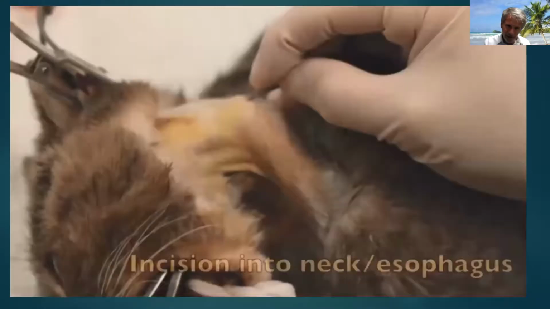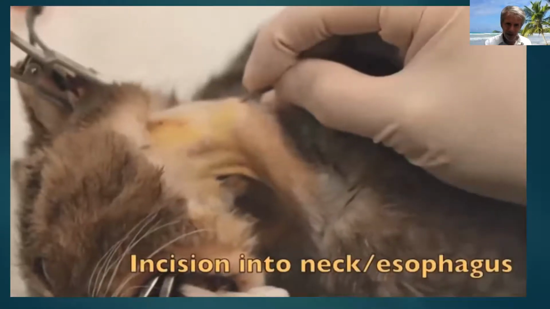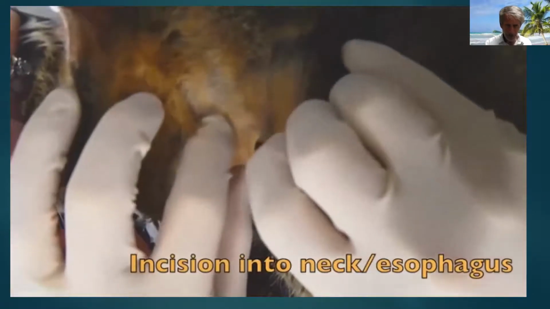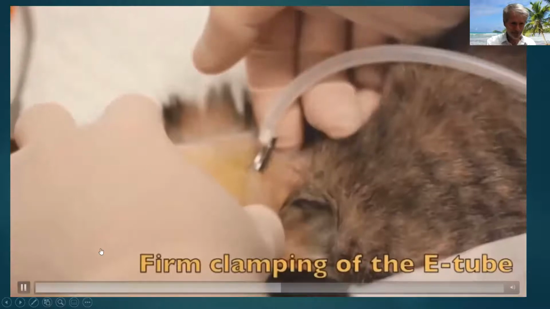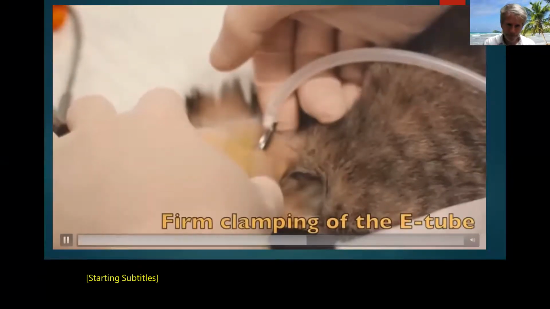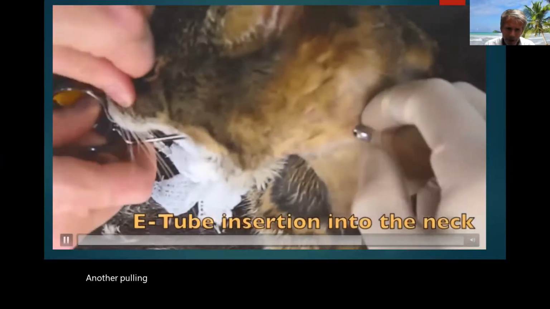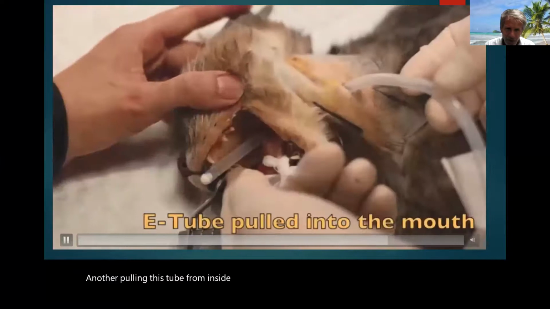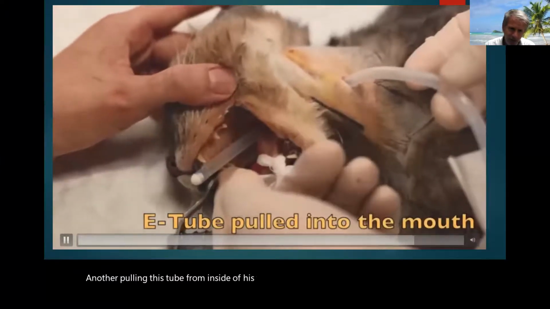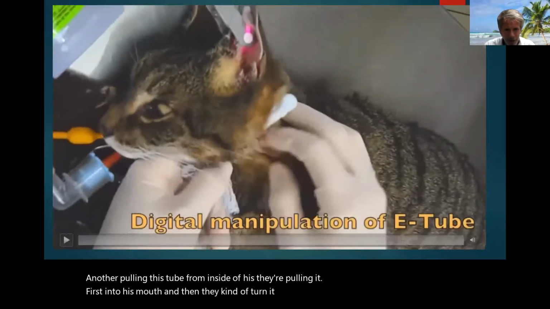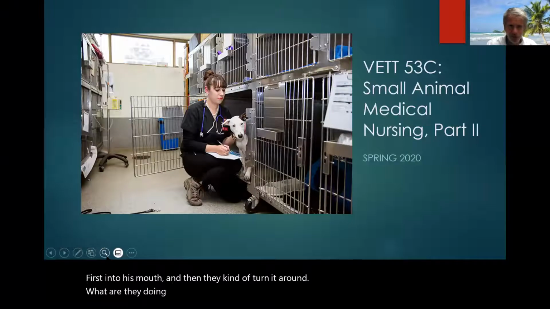So they're palpating this little cat's neck and they're stabbing a scalpel blade into his neck. And then they're pulling this tube from inside of his, they're pulling it first into his mouth and then they kind of turn it around. What are they doing? Well, you will find out. You will find out today in Small Animal Medical Nursing Part 2.